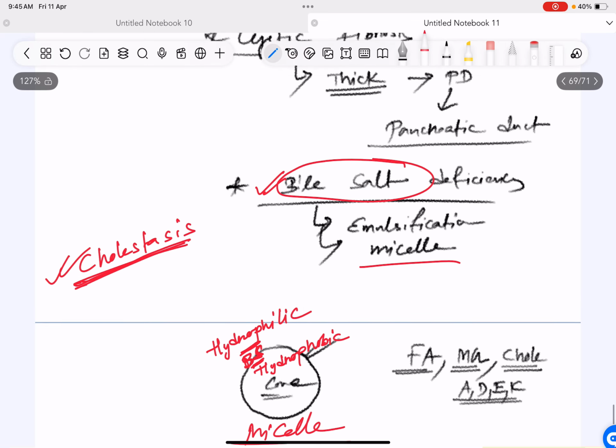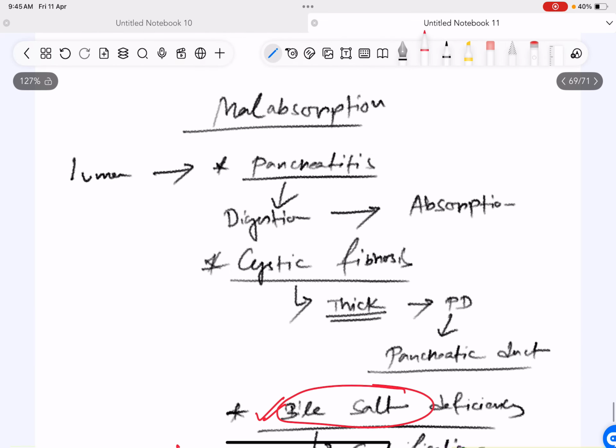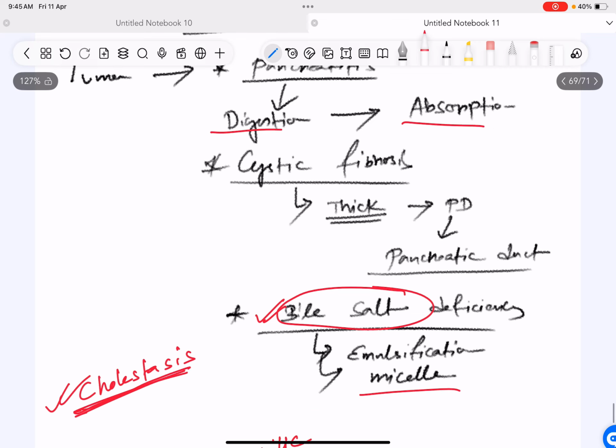So it is clear to us that pancreatitis will cause malabsorption, because the enzymes are not there. Digestion cannot happen, absorption cannot happen. Cystic fibrosis, thick secretion blocking the pancreatic duct.